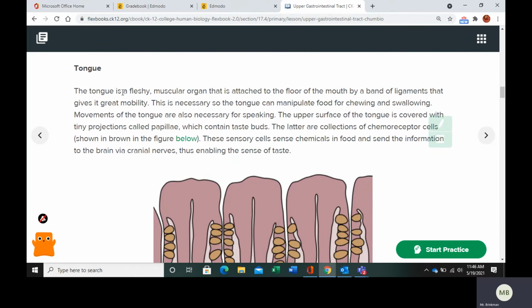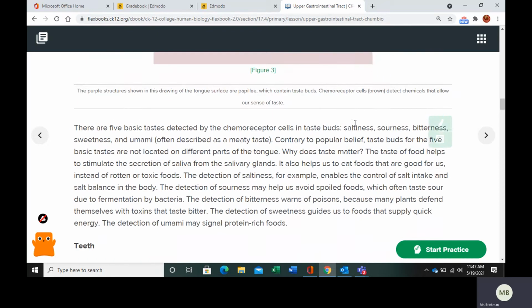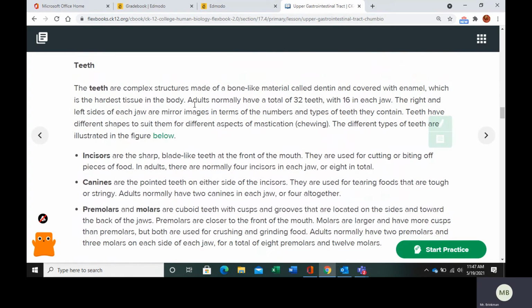The tongue moves the food around in your mouth. Your tongue is also covered with taste buds, which are chemoreceptor cells. Your teeth are complex structures. They are made of a material called dentin and covered with enamel. Enamel is the hardest tissue in the body.